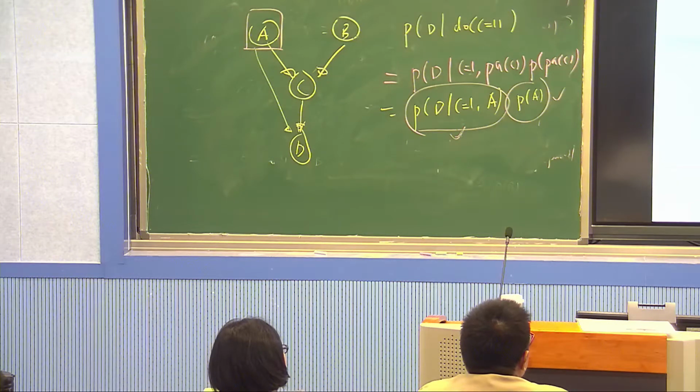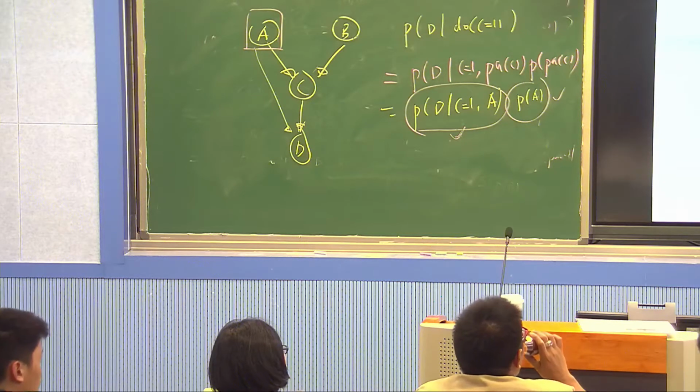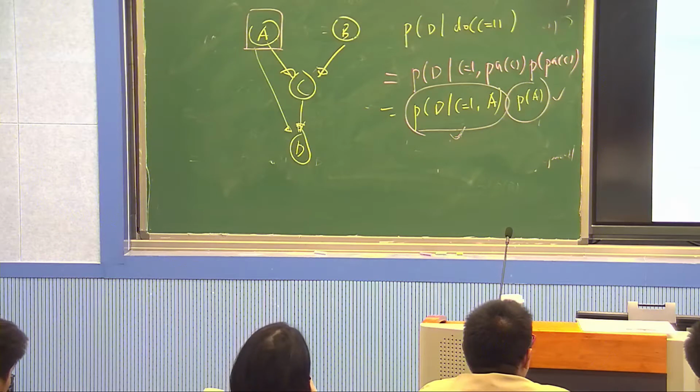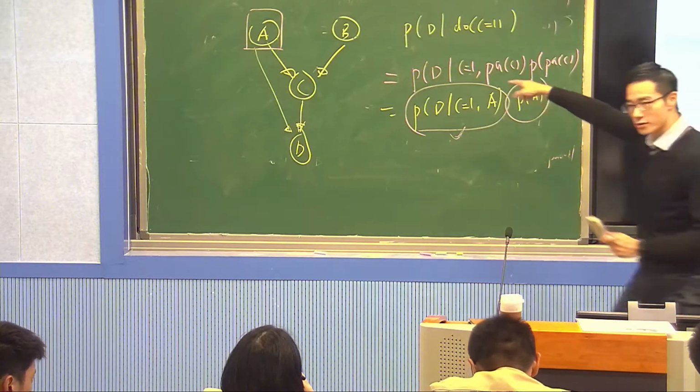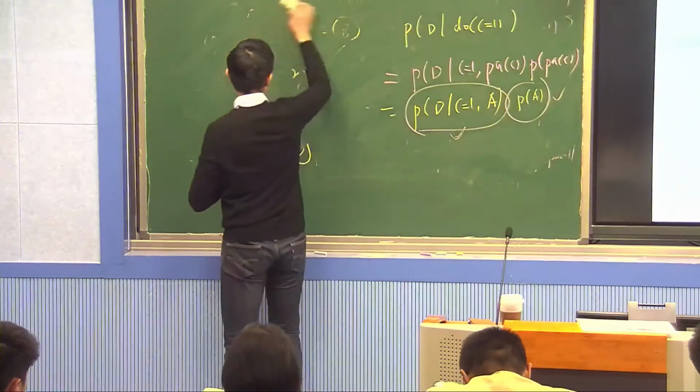Is this an open path? Yes, but that's what we want, right? But is this an open path? No, because here's a collider, it's blocked. Is this an open path? Yes. So this is the open path we need to control. Anyway, we cannot directly use the correlation. We have to do some adjustment. What adjustment do we need to do? Let's use this formula.